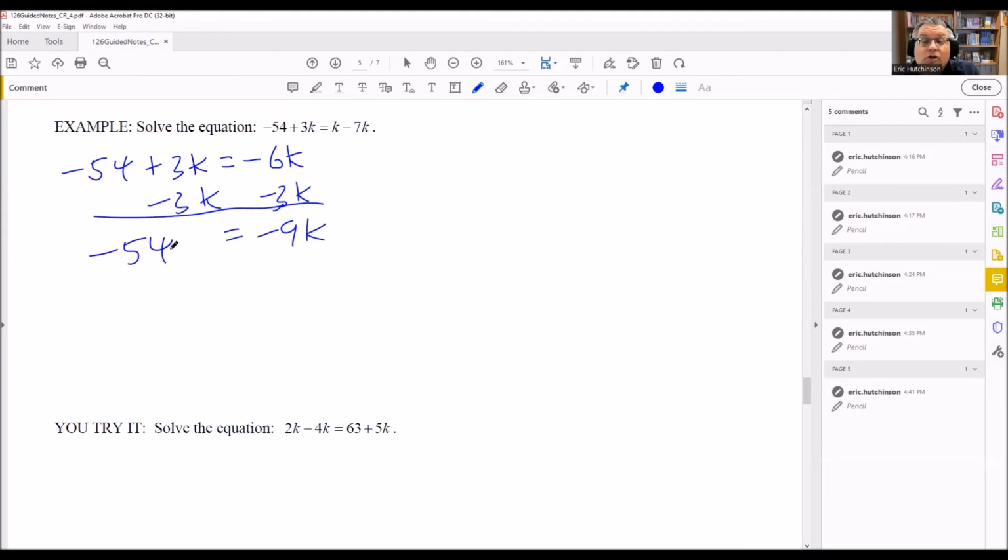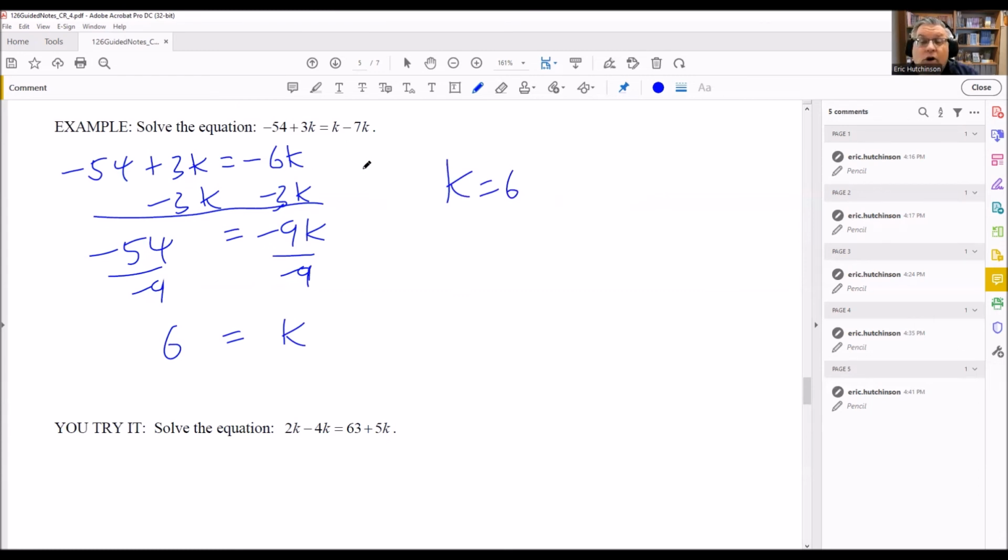The last step I want to do is do division. I want to get the k by itself. So I'm going to divide this by negative 9. Divide this by negative 9. Okay. Doing that, negative over negative gives you a positive 6. Negative 9s will cancel here. Now I got my answer. I can put k equals 6. And that is the right answer.